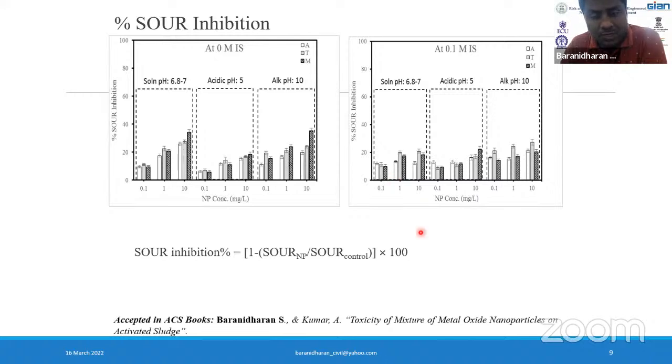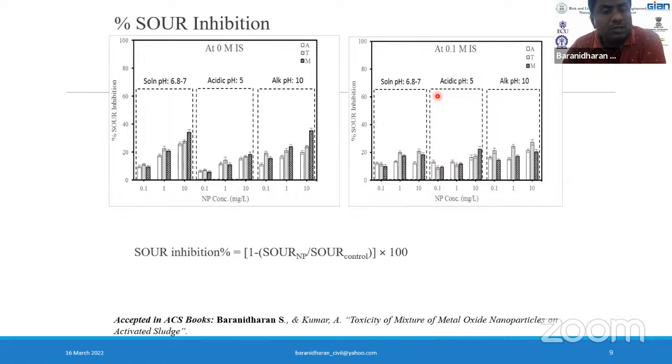So this states that, with a shorter span of time, the characteristics of the water and the constituents present in the water play a vital role in imparting toxicity or having an impact on wastewater treatment.